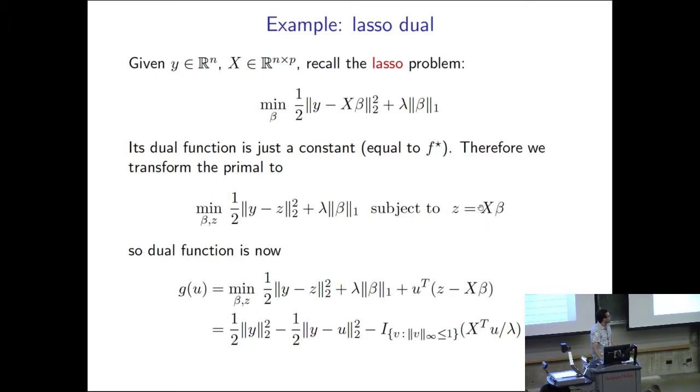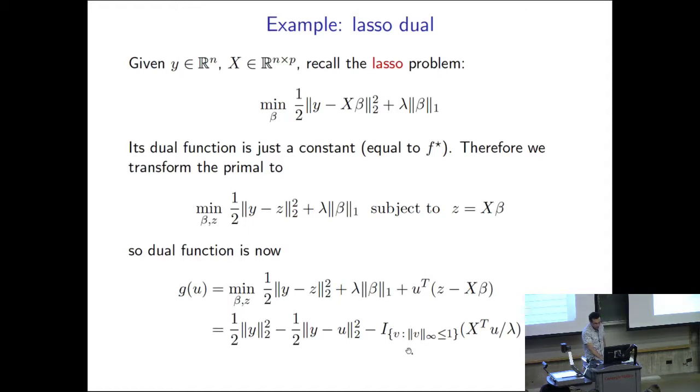There's really nothing special we've done so far. But the point is that now we have constraints, so we have dual variables that are not trivially empty. And we can derive a non-trivial dual function, a non-trivial dual problem. So the dual function is now to minimize the Lagrangian over beta and z. My primal variables are now beta and z. And the Lagrangian is my criterion plus u transpose times z minus x beta, where u is my dual variable. I write the constraint as z minus x beta equals 0, and this appears in the Lagrangian as u transpose times z minus x beta.